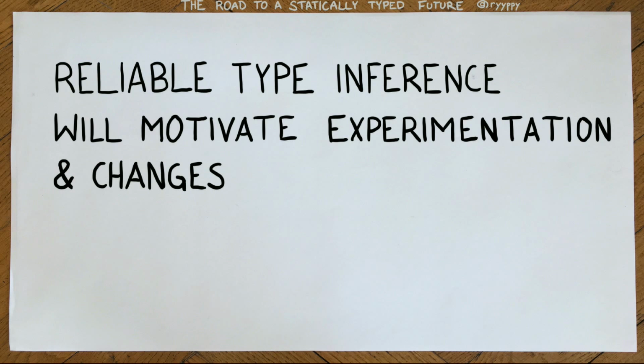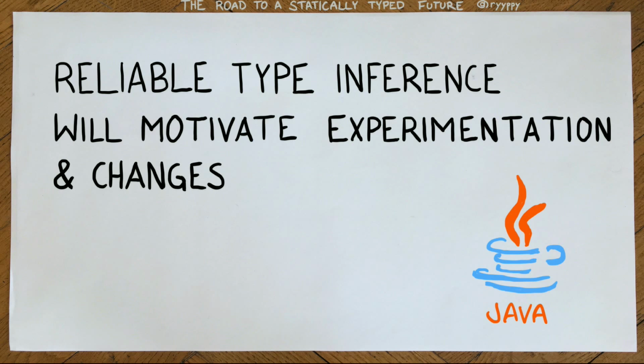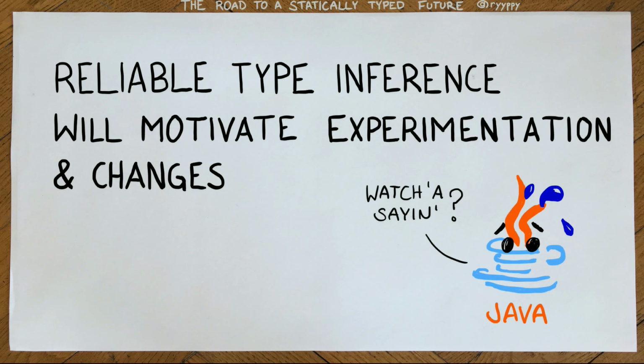Reliable type inference will motivate experimentation and changes. That's the major point why I like inference. Sometimes you get very cryptic error messages, I know, but at the same time, I can freely move in my code base. I can try out things. I don't have to worry about annotating everything. I can still be type safe, also like in Java, for instance, but I don't have to write a lot of boilerplate code. So it's really nice to be able to use the dynamic attributes.